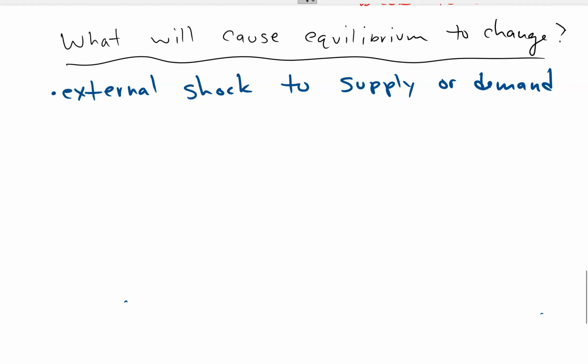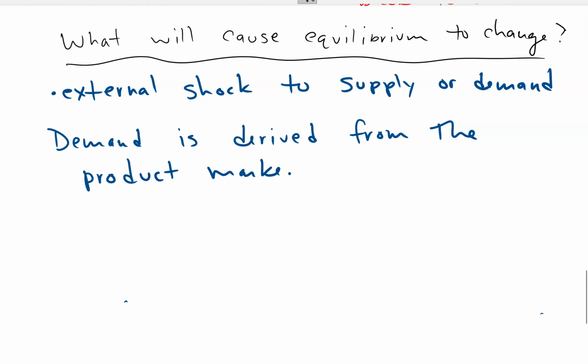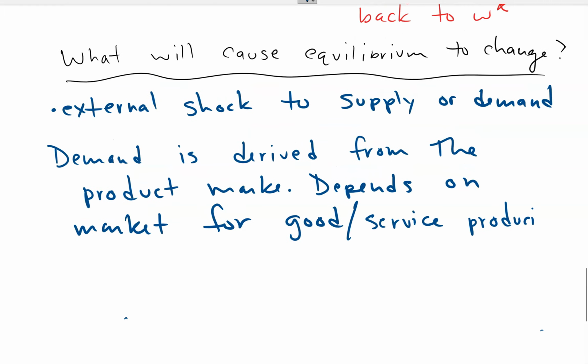Demand is derived, meaning you're not hiring people because you want to hire them. You're hiring them in order to make something that you can then earn money from. So demand is derived from the product market. It depends on the market for the good or service you're producing, and the production technology is also really important.